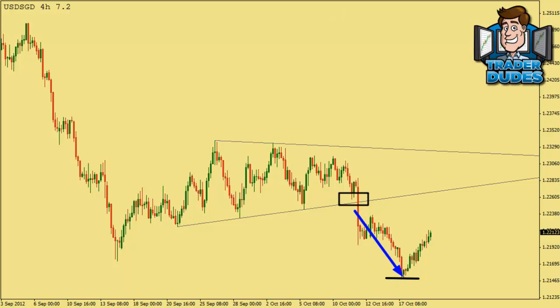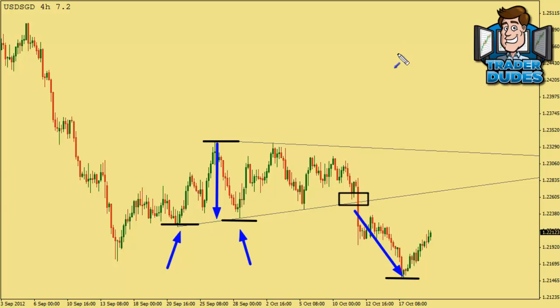Now what we can do is take the pip range from the high of the pattern that formed to the low of the pattern that formed. Now that would either be, we've got a choice of two lows here. But it's best to be conservative and pick the lower one. So we take this, and it's something like 108 pips.